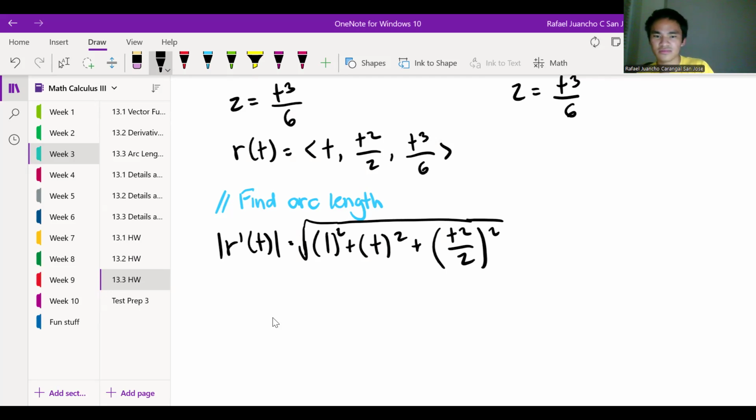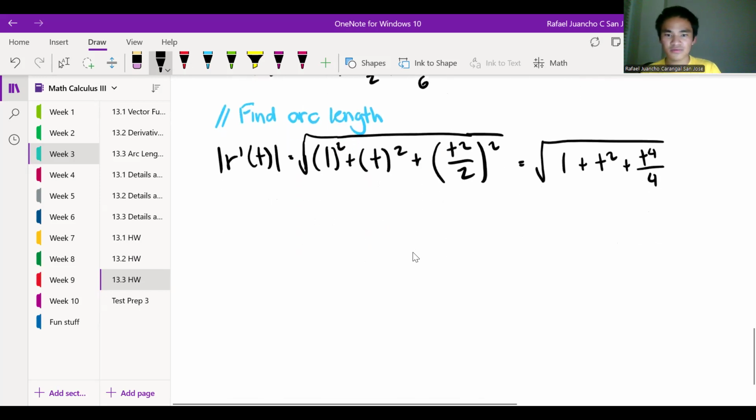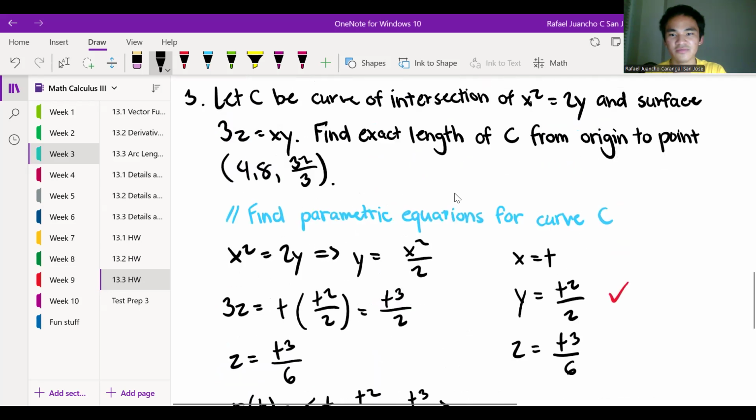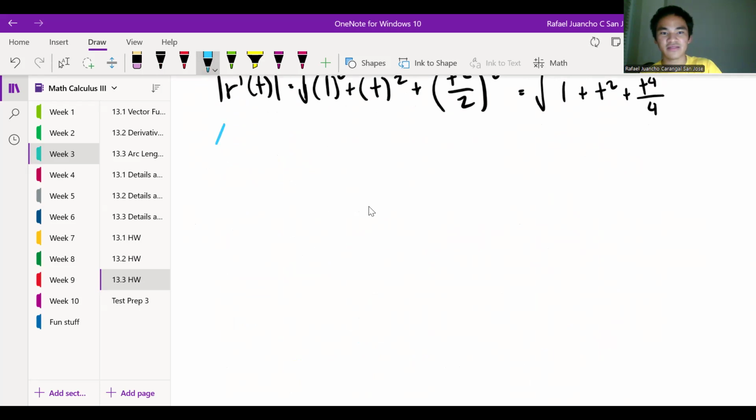Okay, let me see. So here we get the length. We got the square root of 1 plus t squared plus t to the fourth over 4. Now we want to find the exact t where we will get these points, from the origin to that point. So here we're finding a and b.